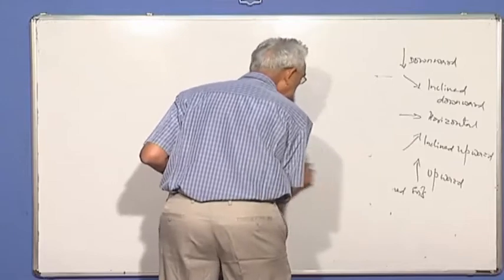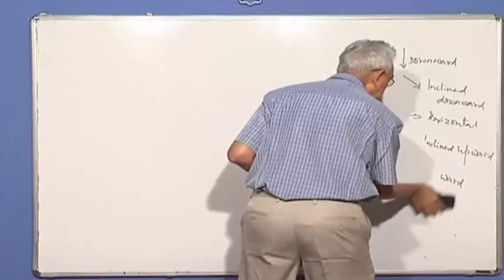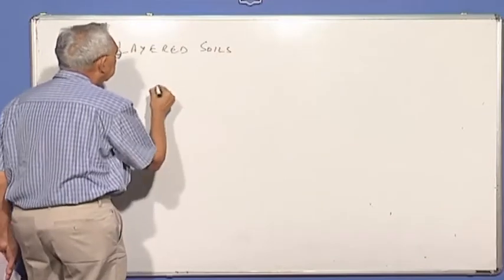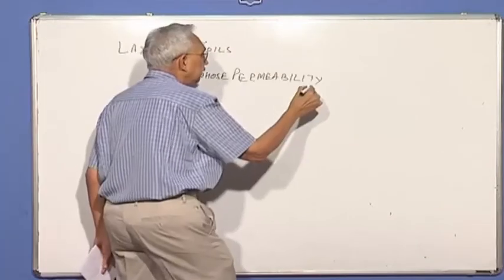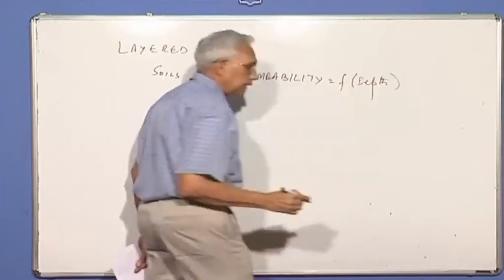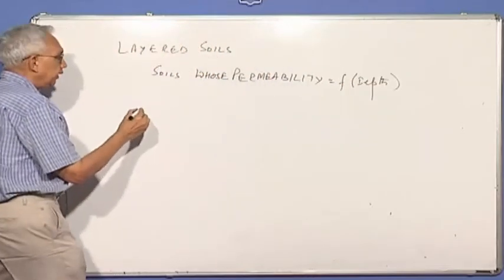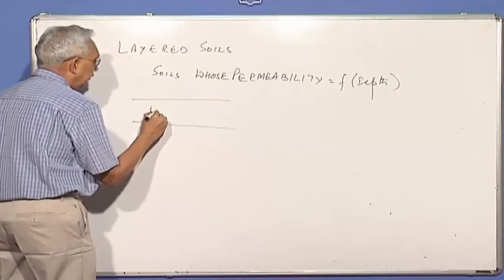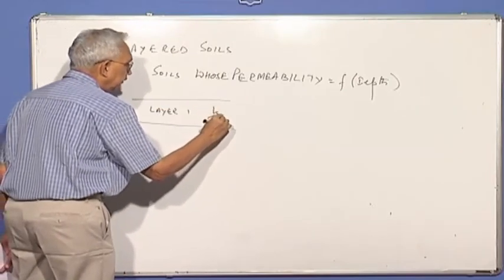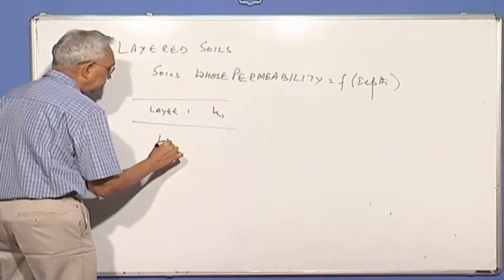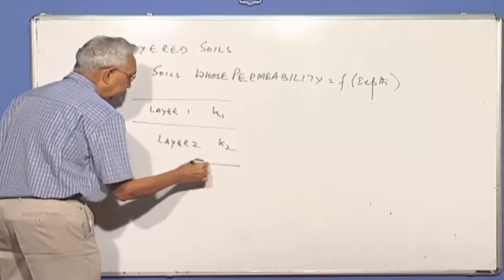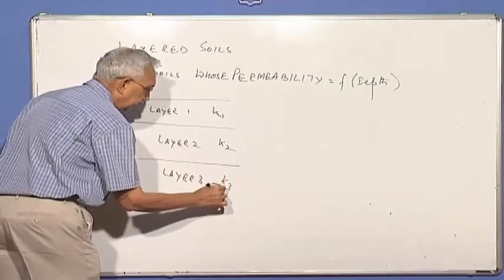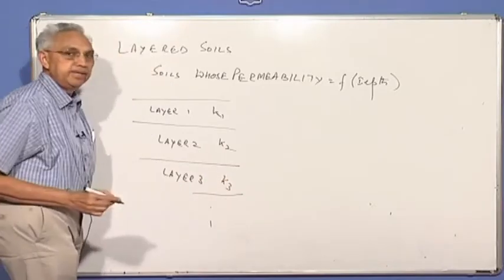We also have this problem if you have layered soil. Suppose we have layered soil or soils whose permeability is a function of depth. Let us say at a particular site you have soil layer 1, permeability is K1, layer 2, permeability is K2. Each layer has its own permeability, K3, etc.